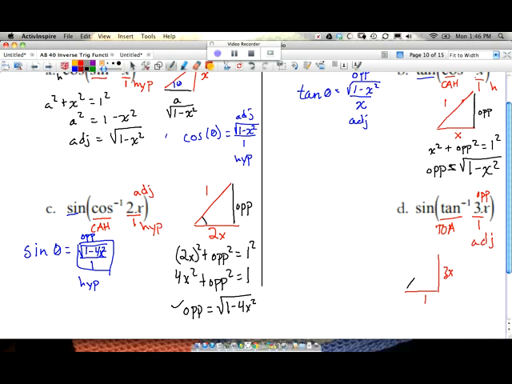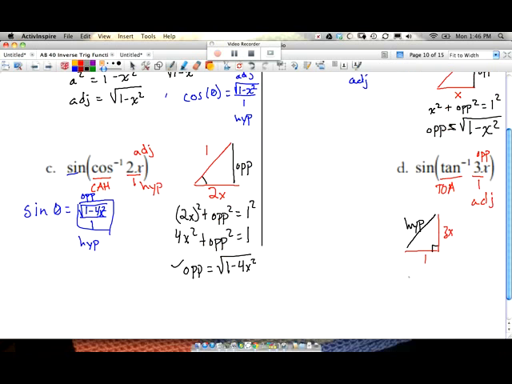So here's my hypotenuse. And I know, by the Pythagorean theorem, because it's a right triangle, 1 squared plus the quantity 3x squared equals hypotenuse squared. That simplifies to 1 plus 9x squared equals hypotenuse squared. I'm going to square root both sides. So the square root of 1 plus 9x squared is the hypotenuse.